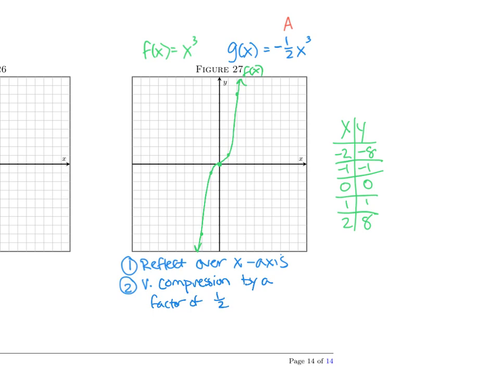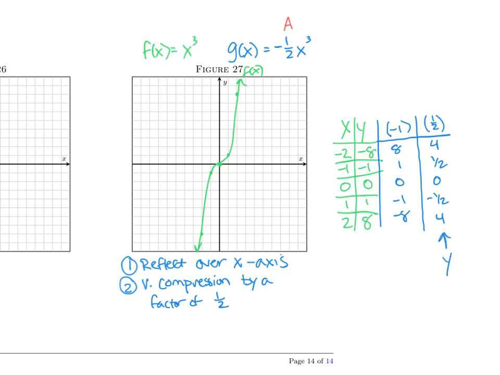And then from there, everything is happening to our y values. So first, we're going to multiply everything by -1, and then we're going to multiply everything by 1/2. If I multiply all my y values by -1, I get 8, 1, 0, -1, -8. If I multiply them all by 1/2, I get 4, 1/2, or 0.5, 0, -1/2, and -4. So these are going to be our new y values, and then nothing happened to our x values, so all of these x values are going to stay the same.